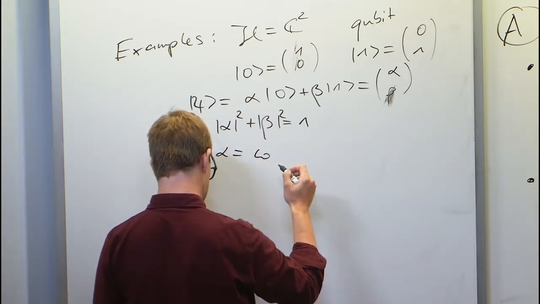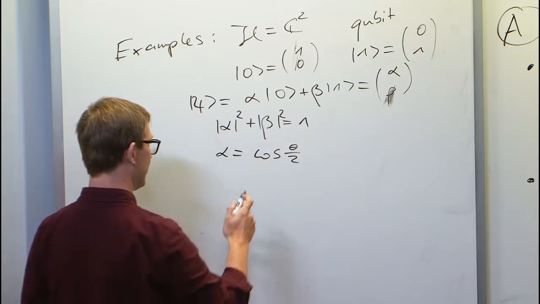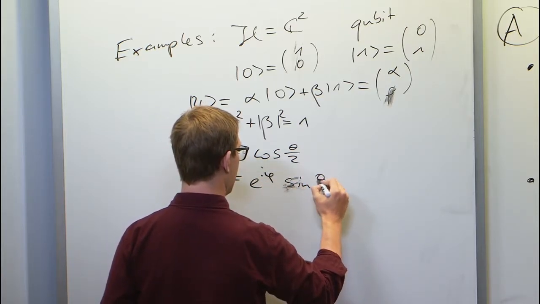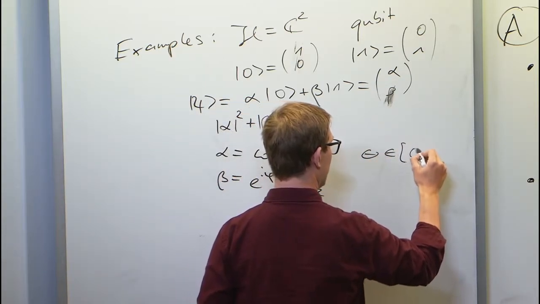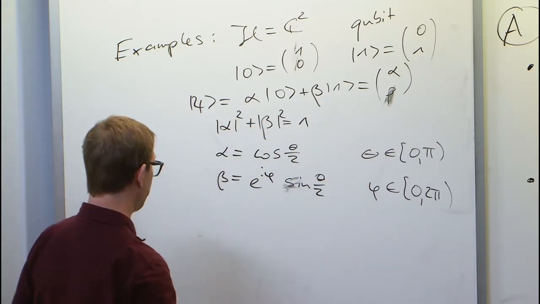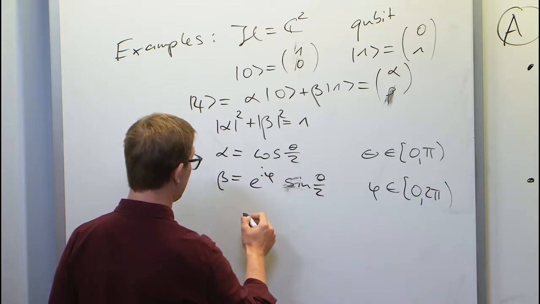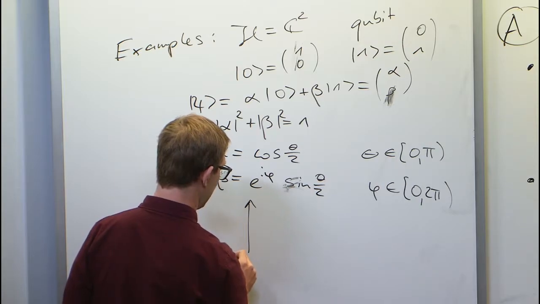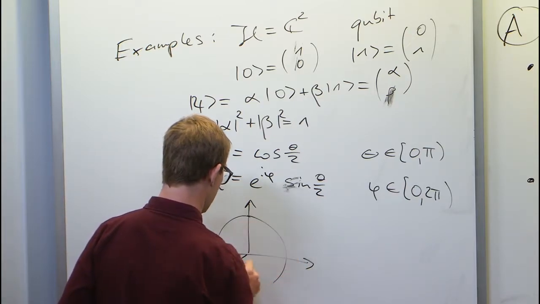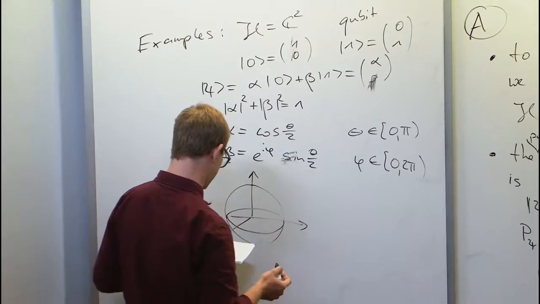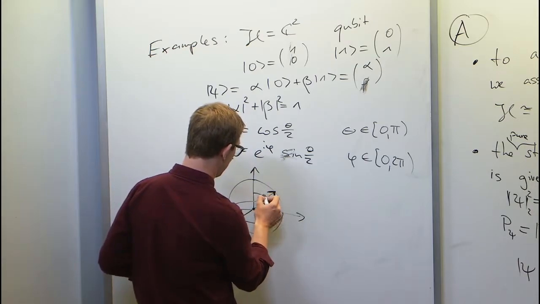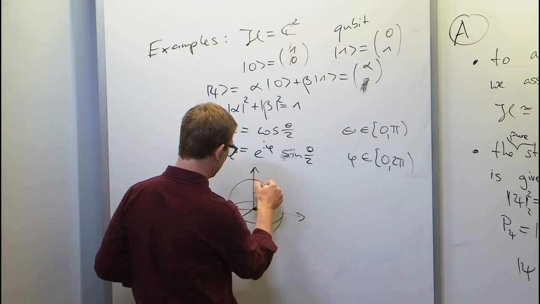You may write alpha as cosine of theta over 2, and beta as e to the i phi times sine of theta over 2, where theta goes from 0 to pi and phi from 0 to 2 pi. Then you see that I could describe this, I'm not very good at drawing, so I apologize for that, as a sphere. So you can think of a qubit as a vector on the sphere, where one of the angles is theta and the other angle is phi.